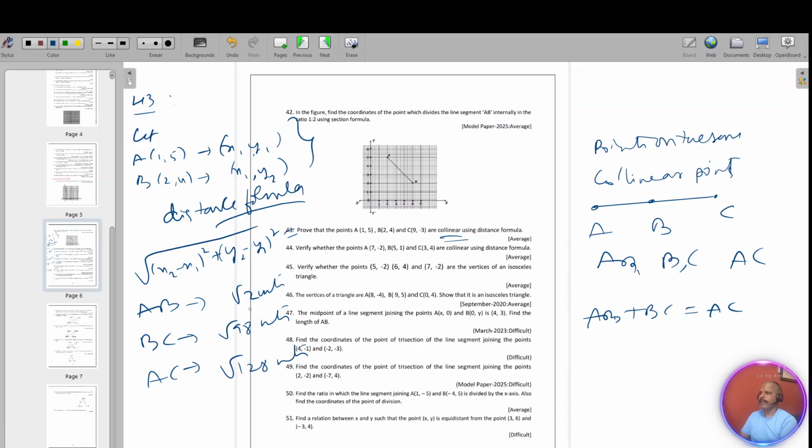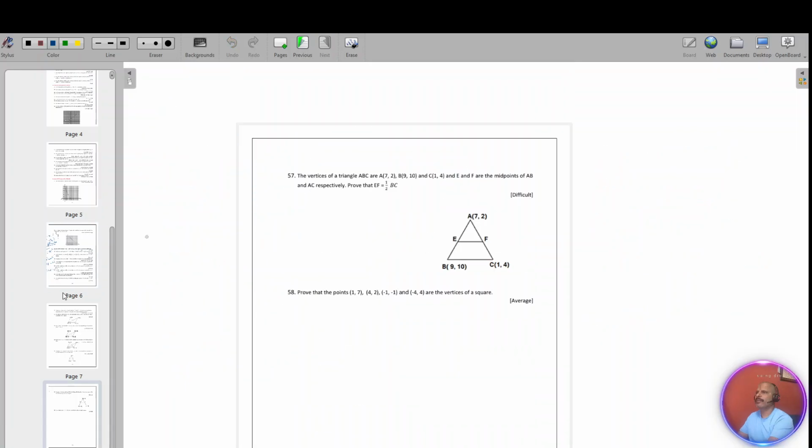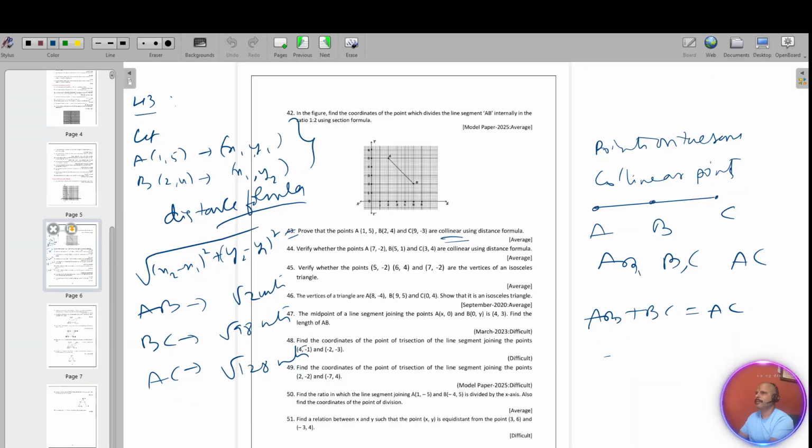Then root 2 units is what? You can take the values as well. So AB becomes root 2, which means 1.41, right? So this becomes 1.41.